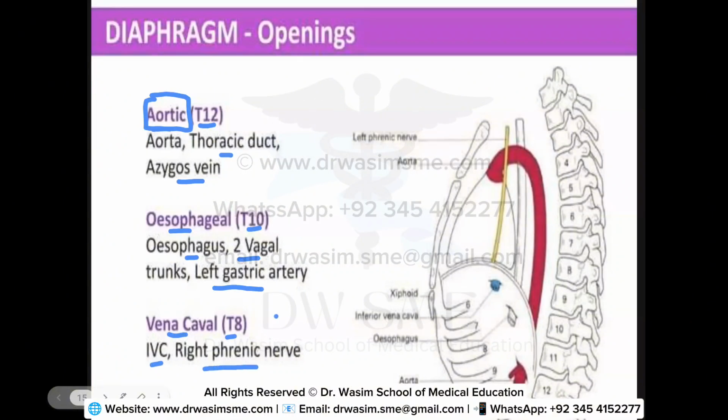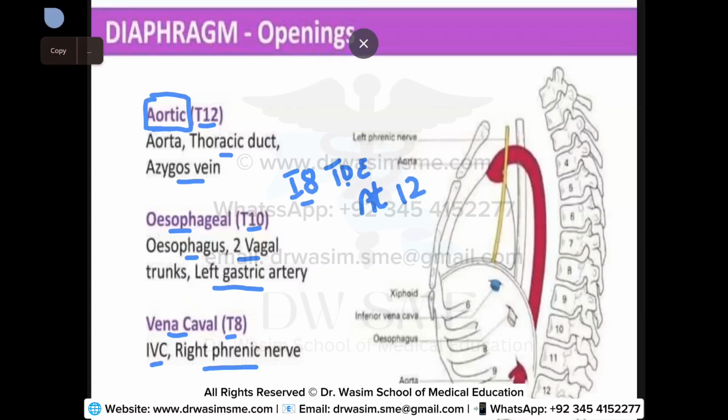right phrenic nerve. So there is a mnemonic that says: I 8, 10 eggs at 12. So in this way, the inferior vena cava is at level 8, the esophagus is at level 10, and the aorta is at level 12.